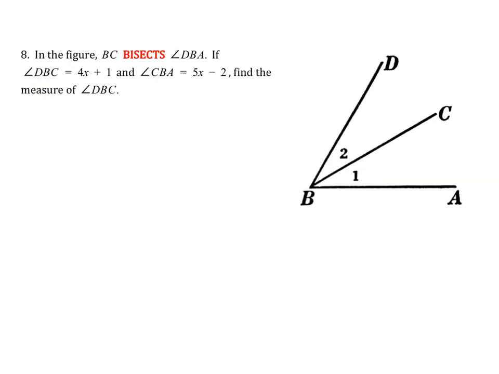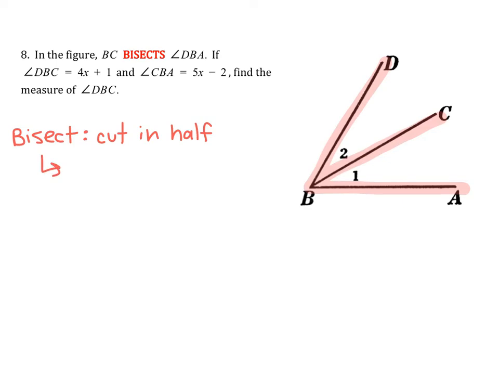So look for vertical angles because we know that they are congruent, so we can set their values equal to one another. Okay, so this one says, in the figure BC bisects angle DBA. So here's BC, and it bisects the angle DBA. Remember, when you have a bisector, bisect means to cut in half, and it creates 2 congruent parts, which means that angle 2 is congruent to angle 1.